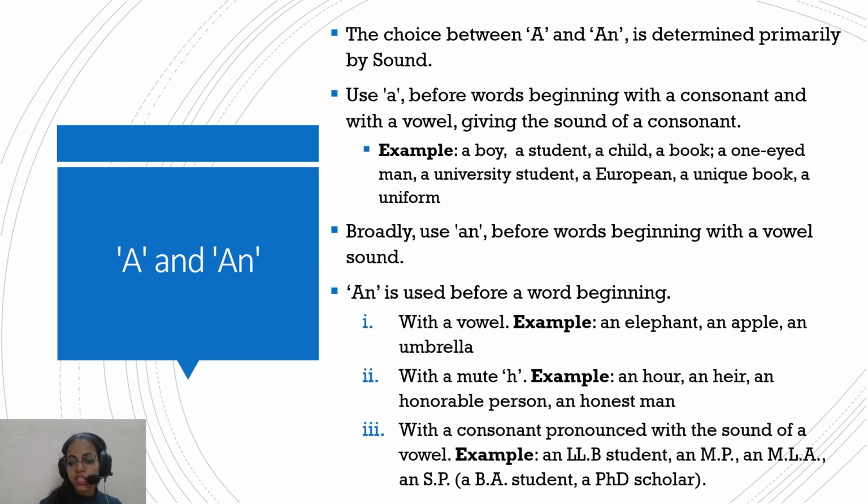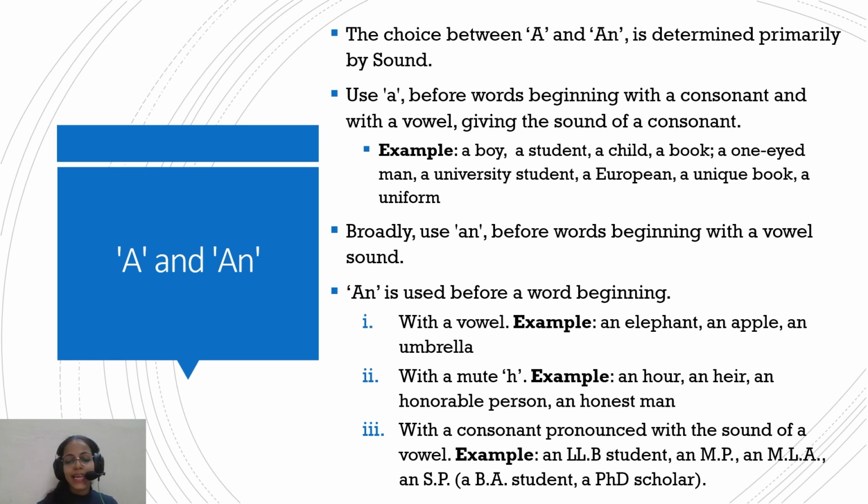Similarly, "heir", H-E-I-R, is pronounced as "air". So "an heir", because the H is not pronounced. It sounds like it's starting with the letter E or maybe A. So an heir, an honorable person. H is silent here. Honorable sounds like it's starting from O. An honorable person, an honest man. All these words with a muted H will be followed by the article "an", with a consonant pronounced with the sound of a vowel.